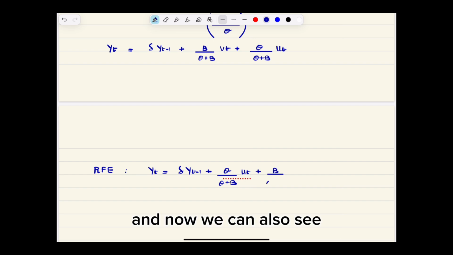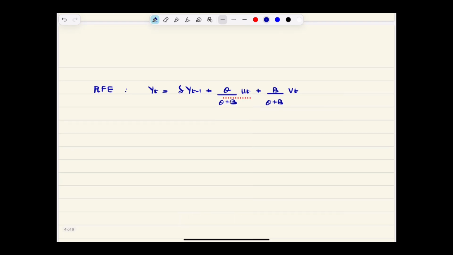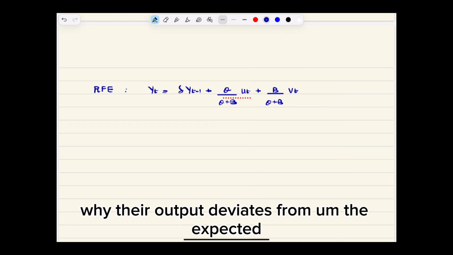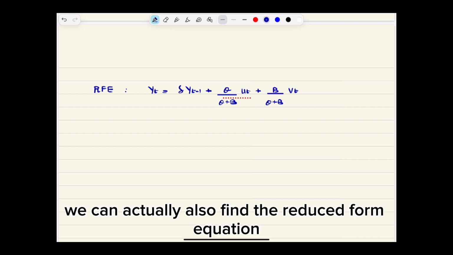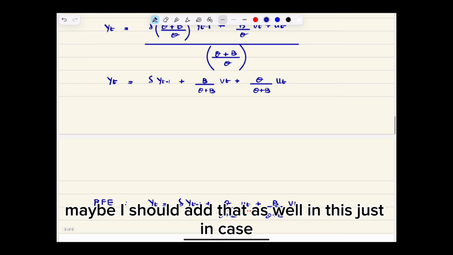And now we can also see why their output deviates from the expected. We can actually also find the reduced form equation. Maybe I should add that as well in this, just in case.